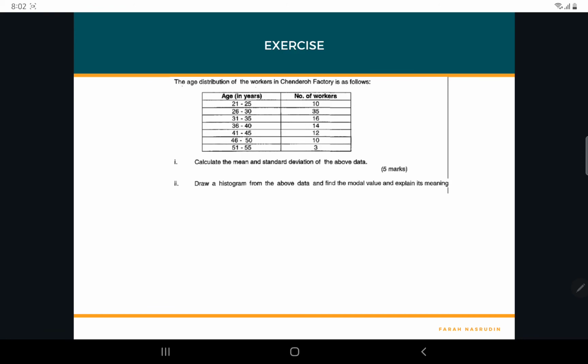So we do an exercise. Okay, you can see here our data is grouped data. So we want to find the mode, or the modal value. Okay, so first we need to find the mode class. So the highest frequency is here, 35. So this is our mode class.